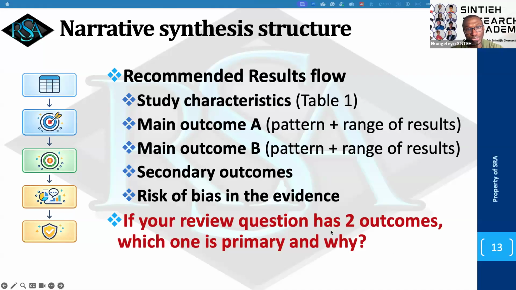Now, if your review question has two outcomes, which one? I'll just explain to you, because I don't think you guys will be able to answer this question, but I'm going to show it to you. If you have two outcomes, which one would you consider to be your primary outcome, and which one would you consider to be your secondary outcome? Can anyone try to answer that question?